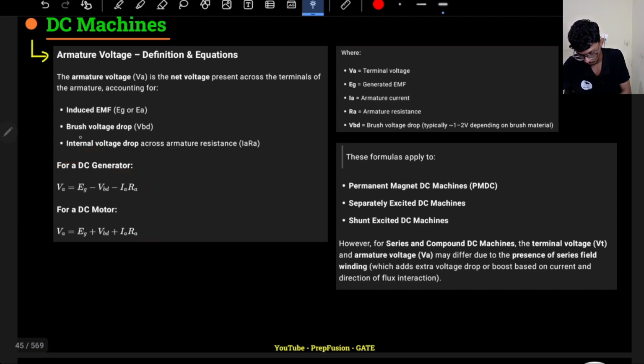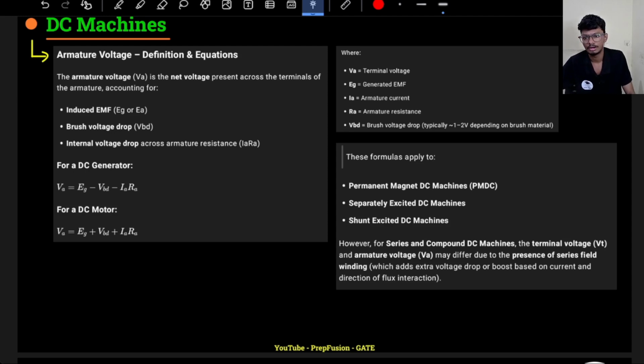There are a few more drops that will happen, like the brush voltage drop and internal drop. There is a bit of drop in the brushes whenever current gets transferred, because the current is changing. Due to that there is some power loss, some drop. We will discuss that in the construction portion.